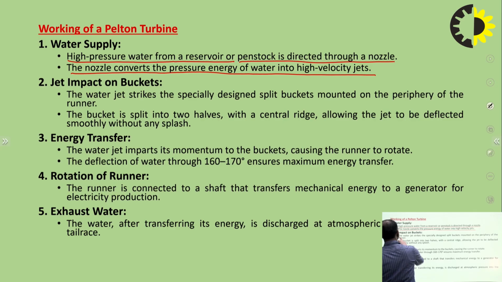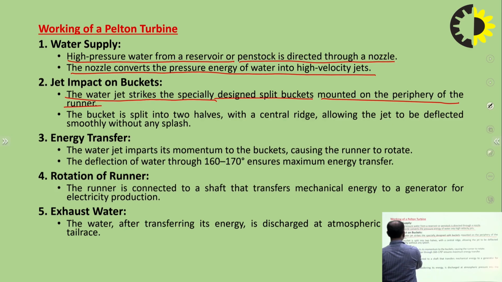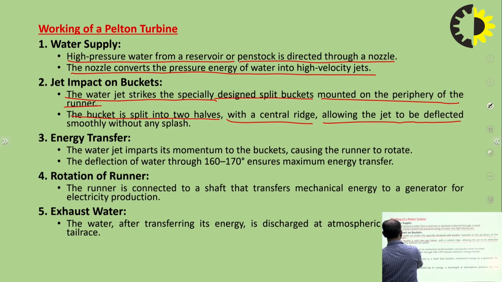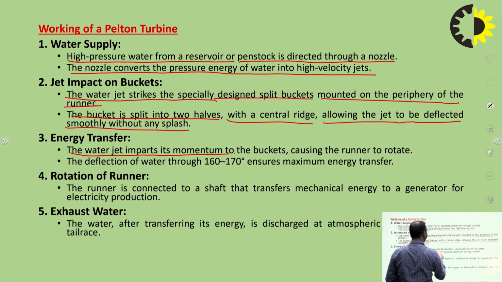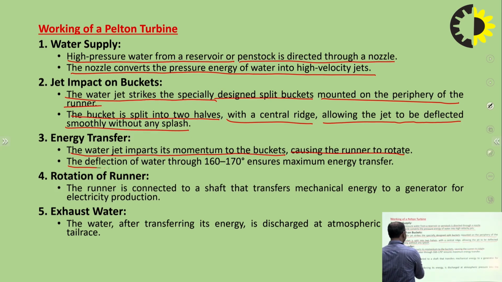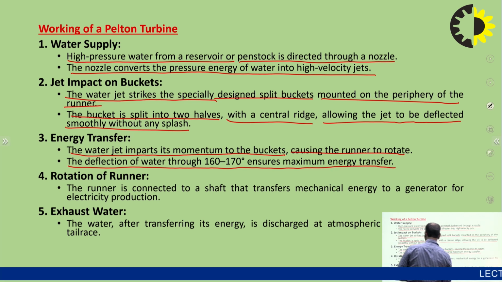Then the water jet strikes the specially designed split buckets mounted on the periphery of the runner. The bucket is split into two halves with a central ridge, allowing the jet to be deflected smoothly without any splash. Then the water jet imparts its momentum to the buckets, causing the runner to rotate. The deflection of water through 160 to 170 degrees ensures maximum energy transfer.